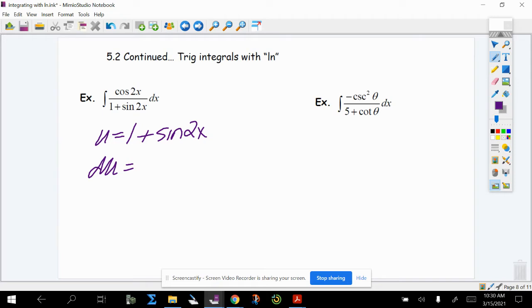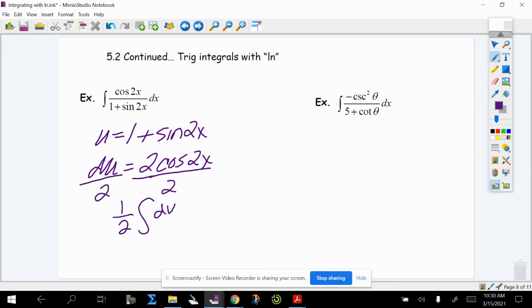The derivative of 1 plus sine 2x is 2 cosine 2x. The reason for the extra 2 is that's the derivative of the angle. So you derive the trig, derive the angle. We don't have that 2 in the original integral, so we're going to divide both sides by 2, giving me a 1/2 adjustment. It is a du over u integral, which gives me 1/2 the natural log of u, which is 1 plus sine 2x. And we'll just leave our answer like that. Not much you can really simplify with that.